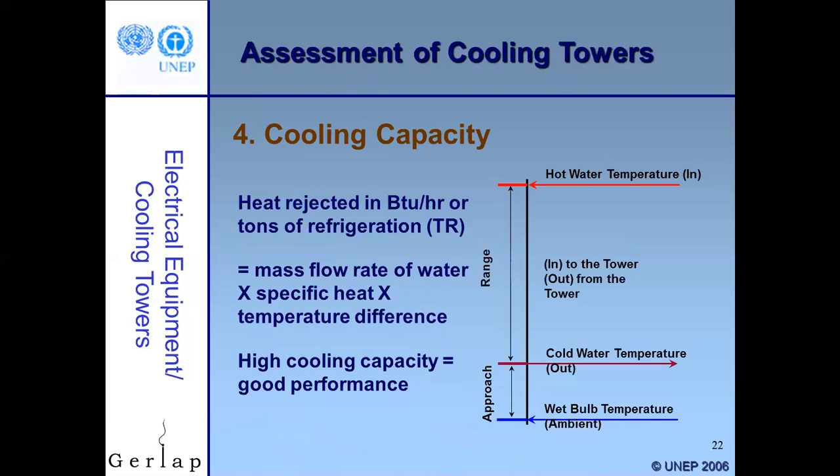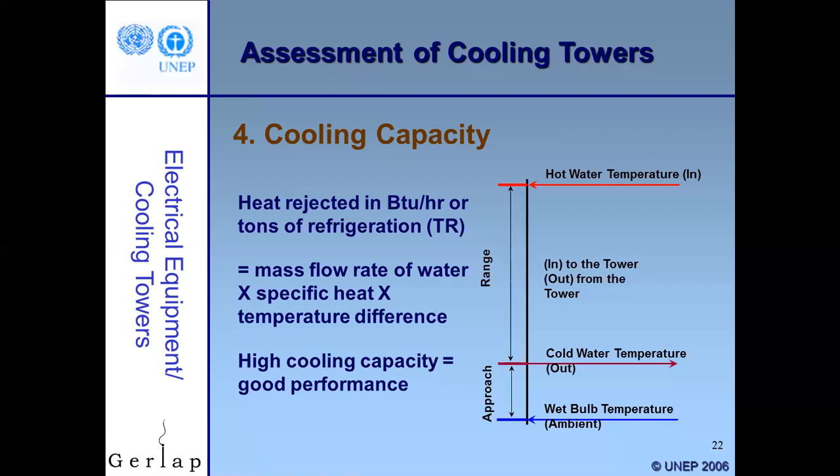Okay, cooling capacity of a tower: heat rejected in BTUs per hour, or you can use other systems of units, or tons of refrigeration. Let me just remind you that a ton of refrigeration doesn't mean just a whole bunch, it means 12,000 BTUs per hour. So a ton of refrigeration is a rate, and it's 12,000 BTUs an hour.